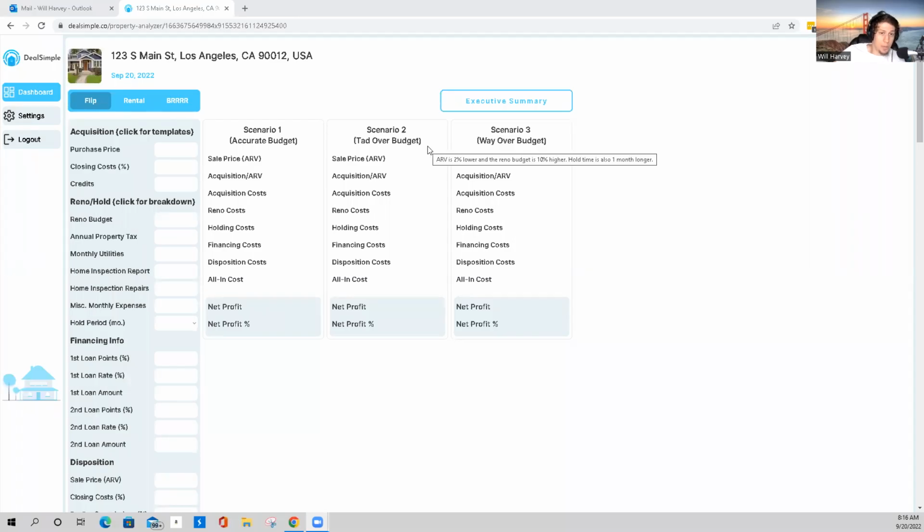All right, we're going to jump into the analysis of a potential flip. This is a made up, well, it's a real address, but we're not in California.